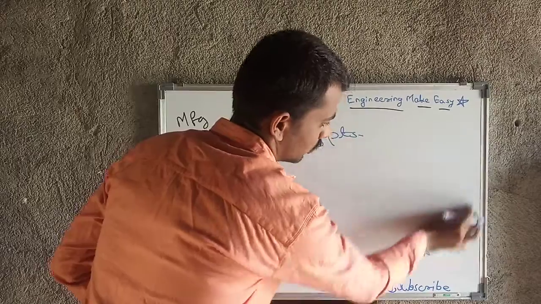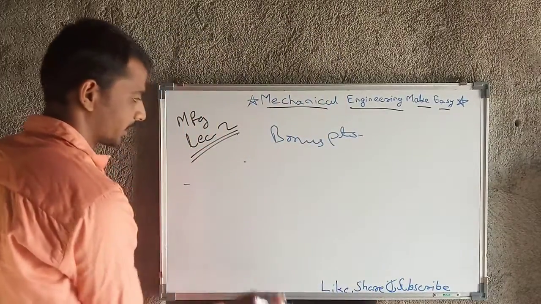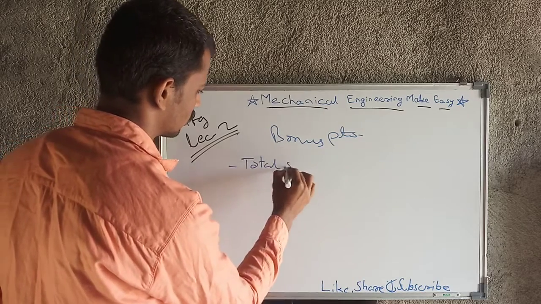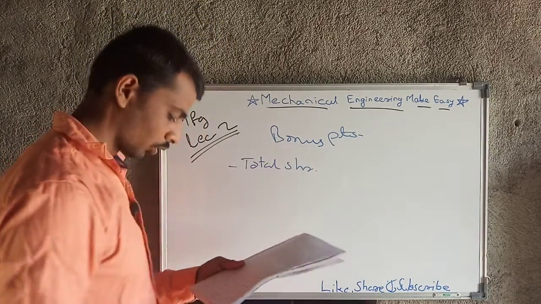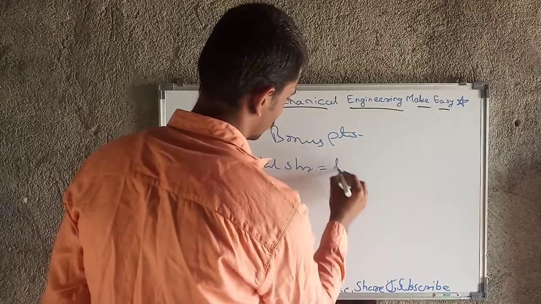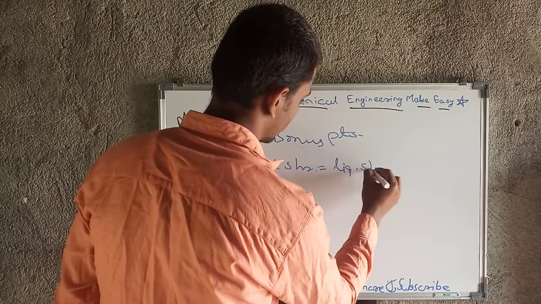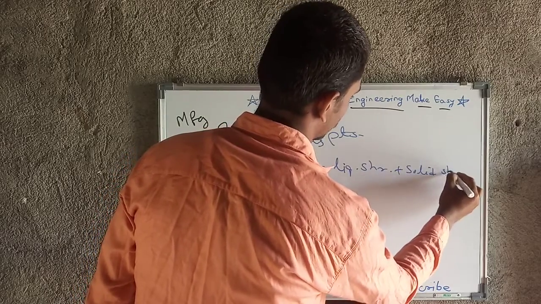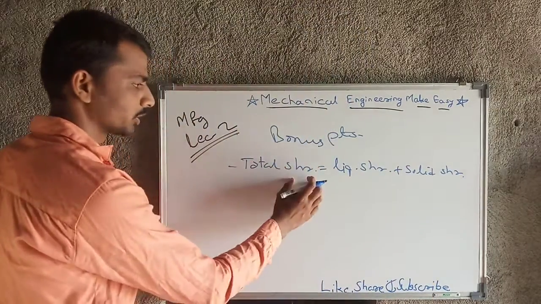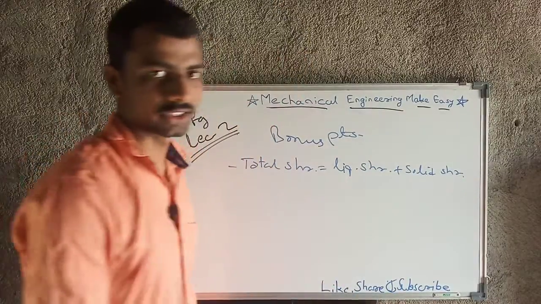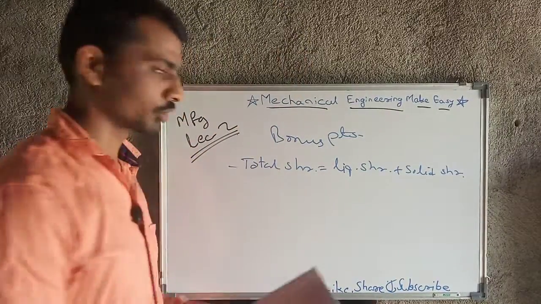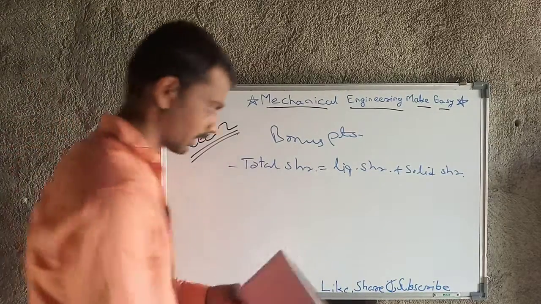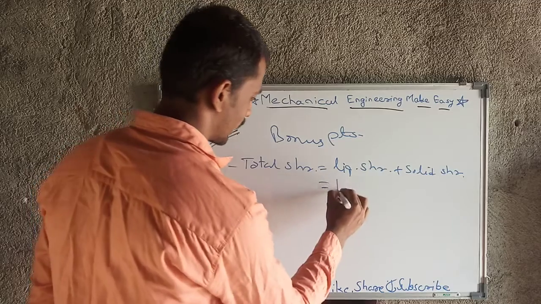So we have taken the solid shrinkage into consideration, and because of that, the total shrinkage is equal to liquid shrinkage plus solid shrinkage. Total shrinkage equals liquid shrinkage plus solid shrinkage. This is as easy as possible because it is only a basic addition formula, and this total shrinkage is highest in steel.